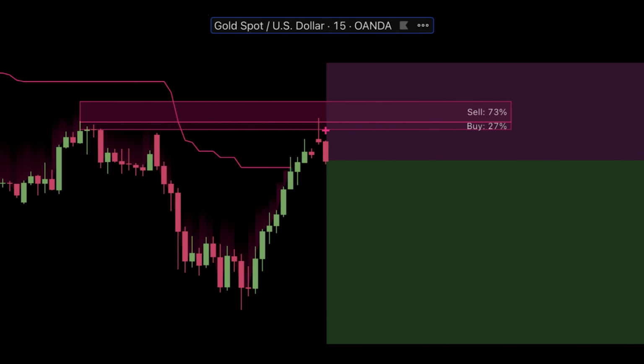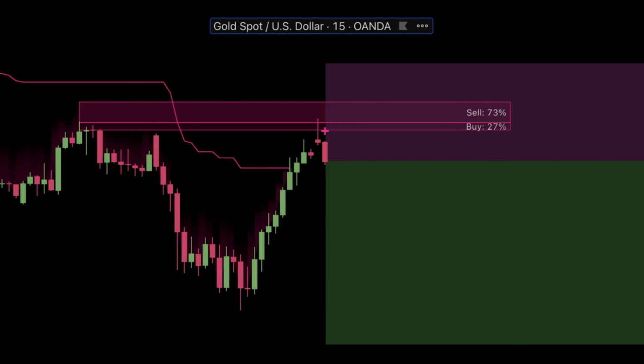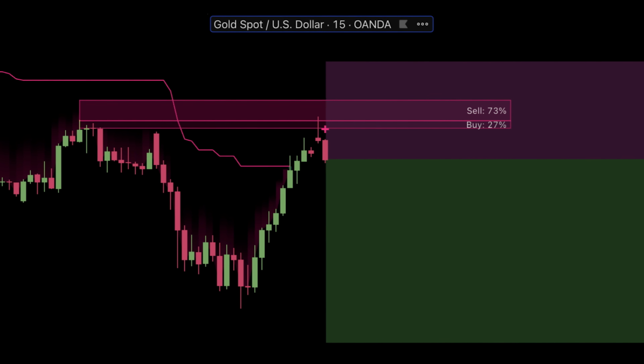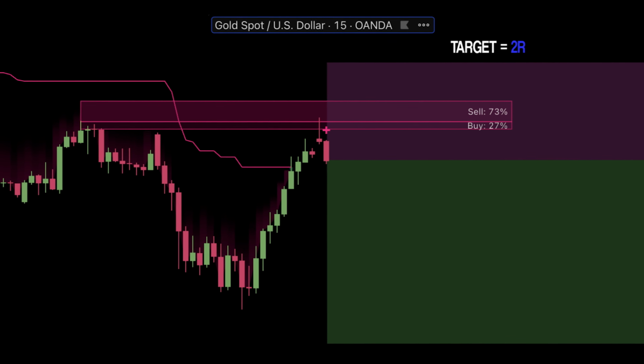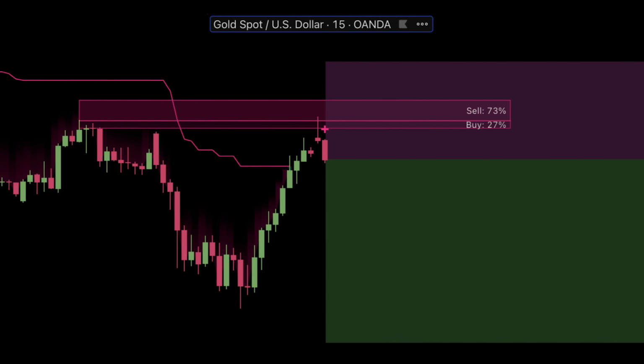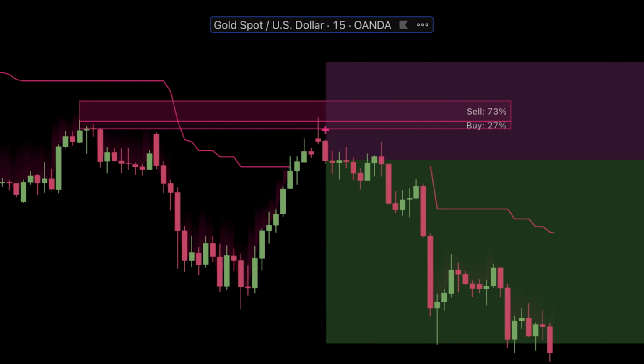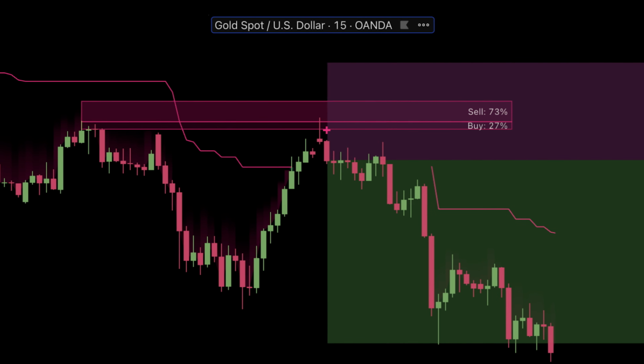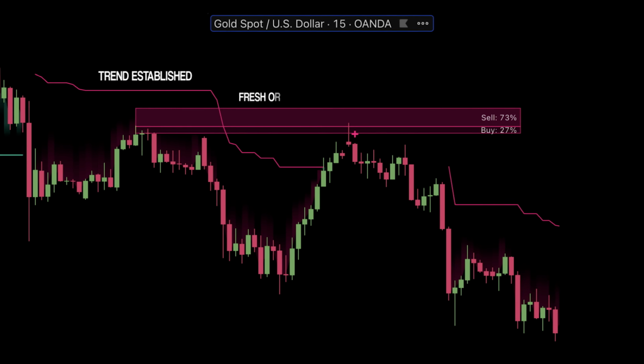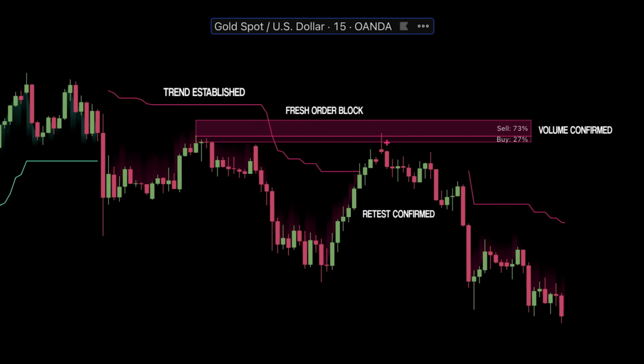Stop loss sits just above the top of the zone, again not above the whole rally that led into it, because once price closes back above this specific zone, the setup's done. Target's the same logic, roughly 2-to-1, measured off the zone's own height. And this time, that target gets hit, and then some, all the way down through several levels below. Same rules, both directions. Trend established, fresh zone, volume backing it, retest confirms it.